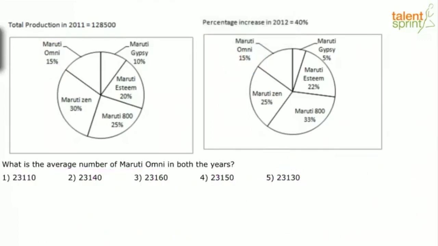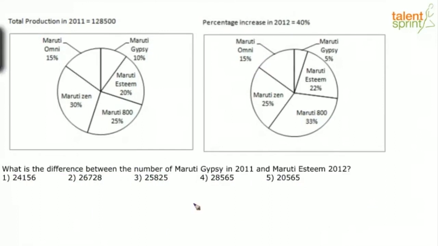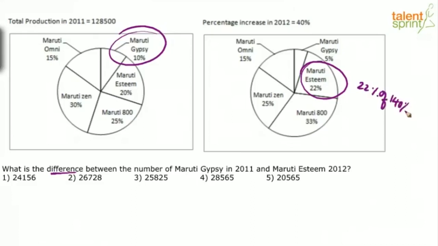Okay, next one. What is the difference between number of Maruti Gypsy in 11 and Maruti Esteem in 12? Now this is a simple difference based question. You have to find out the difference between two values. What values? Gypsy in 11 is 10%. And Esteem in 12. Where is Esteem in 12? Esteem in 12 is 22%. Remember, 22% of 140%. So 22% of 140%. How much is that? 28% plus 2.8%, 30.2%.